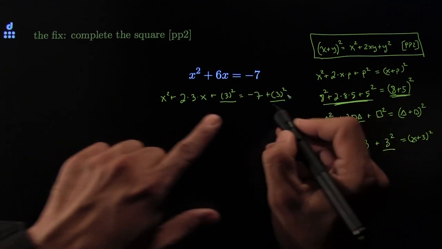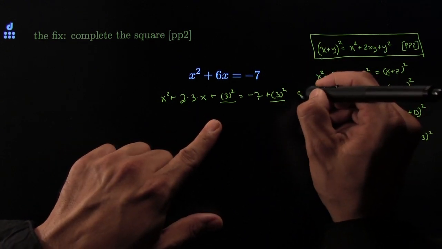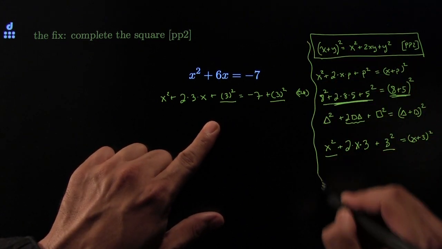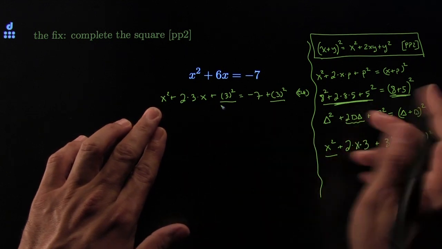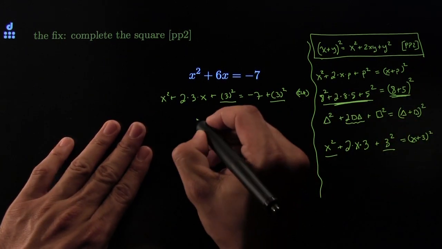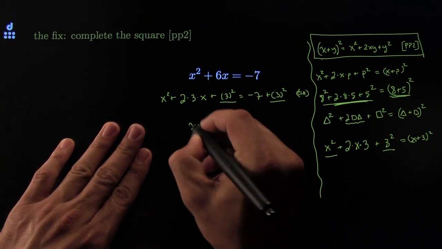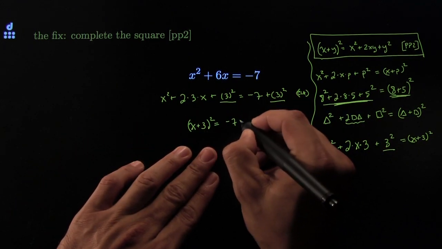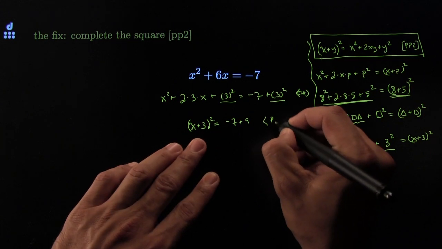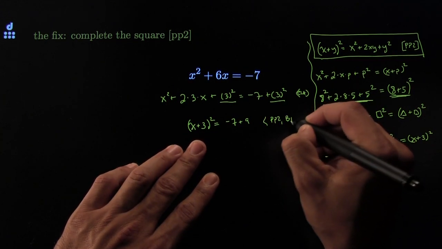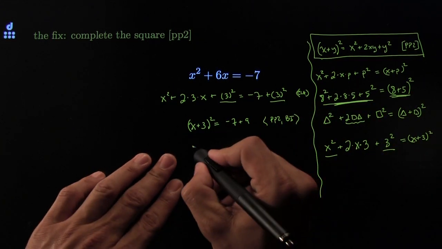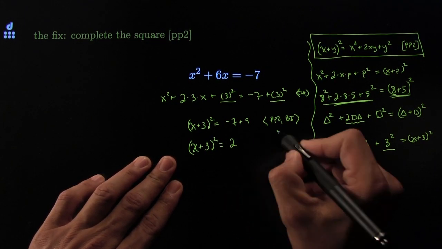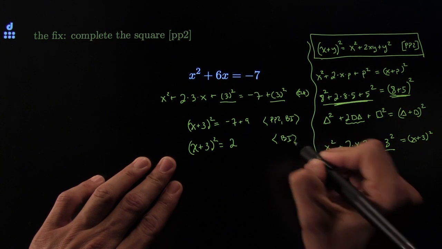To make it legal, I will add it to both sides. And I quote, cancellation law of addition says I can add that to both sides. And now I'm in good shape because on the left hand side I have exactly the PP2 pattern. So therefore I have x plus 3, the quantity squared, and on the right hand side I have -7 plus 9. So on the left hand side I did PP2. On the right hand side I did very simple things by inspection. That becomes x plus 3, the quantity squared, is equal to 2. Again, on the right hand side by inspection.